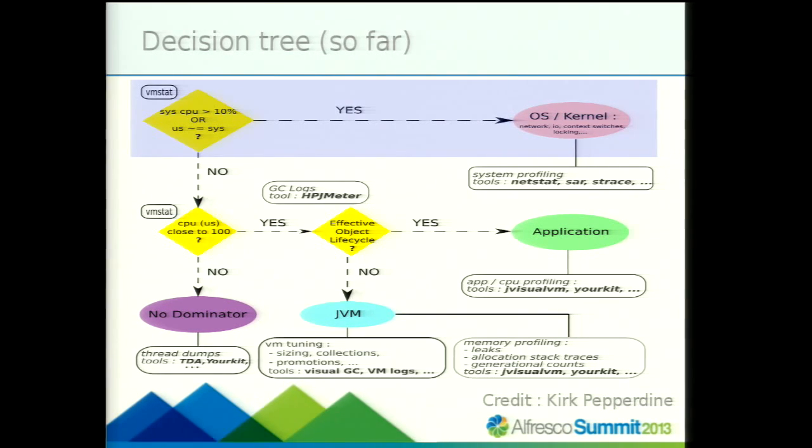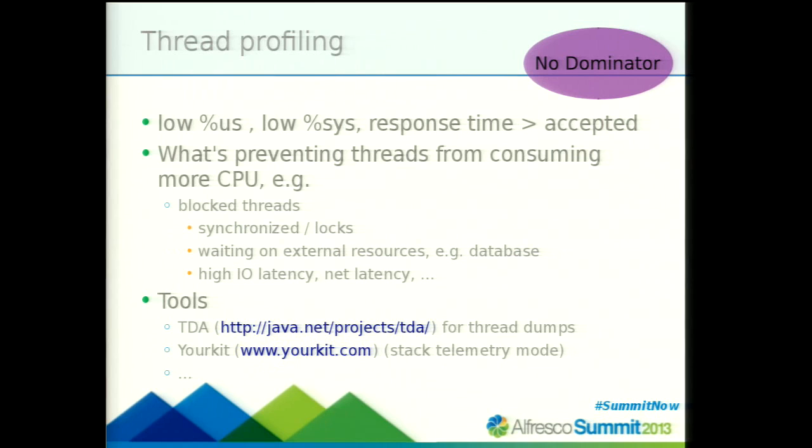Now we are going to look at the purple one, meaning what can you do if the performance is not really good and still the CPUs are really not used at all. For example, you have very low user time, very low system time, and still the response time is much higher than you would want. Then you need to figure out what's preventing the threads from consuming more CPU, because if they weren't blocked, they would use all of it.